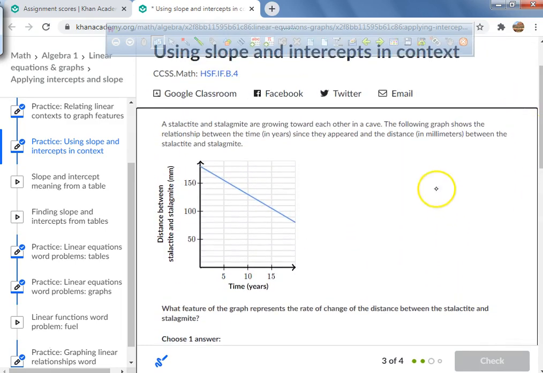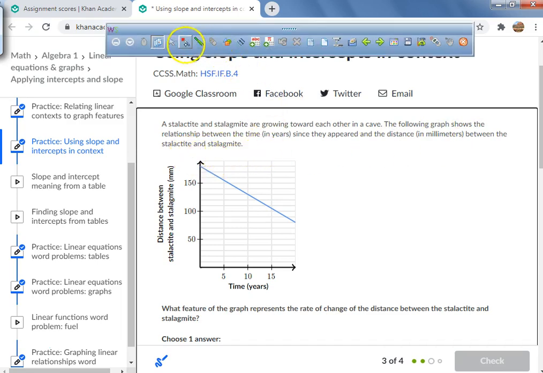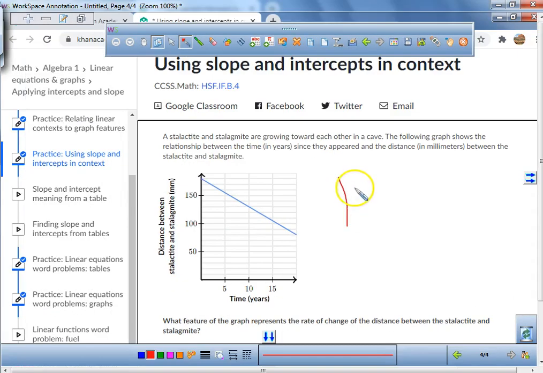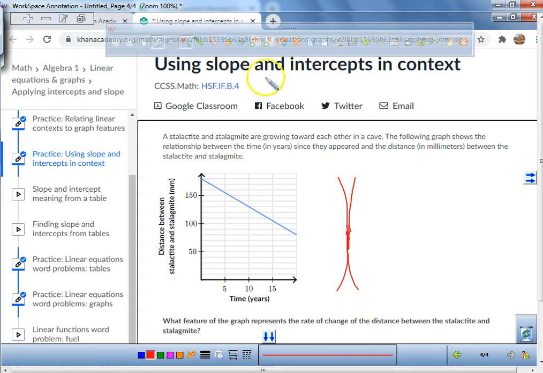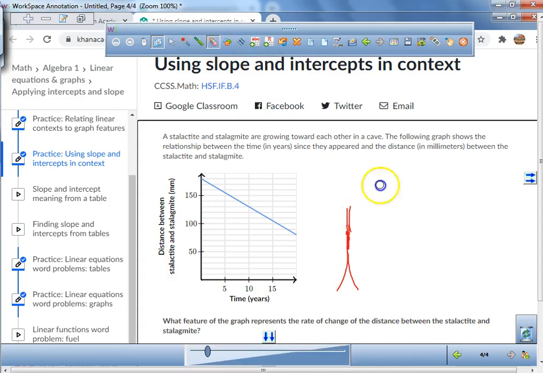The following graph shows the relationship between the time in years since they appeared and the distance between the stalactite and the stalagmite. So what is that saying? Imagine you got a stalactite and a stalagmite, and they're growing in opposite directions. Eventually, what's going to happen? They're going to meet, right? That's what's being graphed right here.